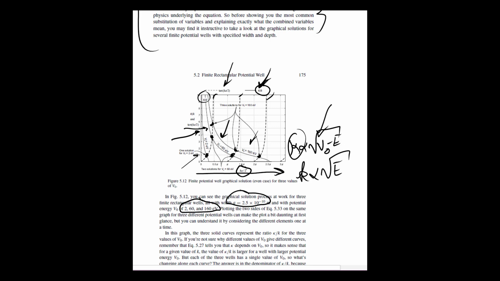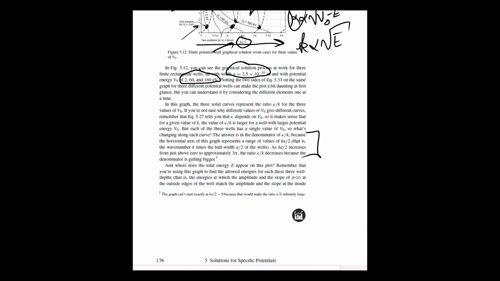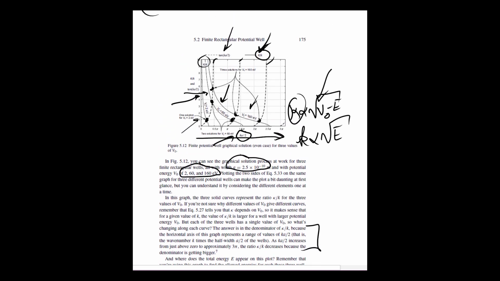So therefore, as Ka over 2 increases to the right, those represent higher energies. And as it says here, since K is in the denominator of kappa over K, as Ka increases to the right, the curves move downward. That's why they have the shape they do as Ka over 2 increases.